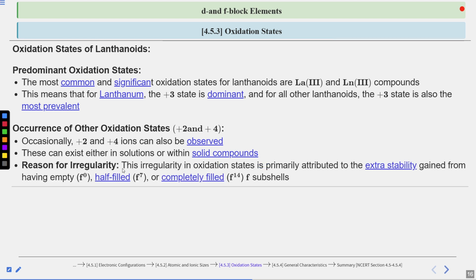What is the reason for this irregularity in the oxidation state? This irregularity is primarily attributed to extra stability gained from having an empty, that is f0, half-filled, that is f7, or completely filled, that is f14, f subshell. So why do they show plus 2 and plus 4? Because they are either attaining a noble gas configuration by having an empty f orbital, or they have a half-filled f7 orbital, or they have a completely filled f14 subshell. And due to this extra stability, they show this irregularity in the oxidation state. So from plus 3, they will also show plus 2 and plus 4.